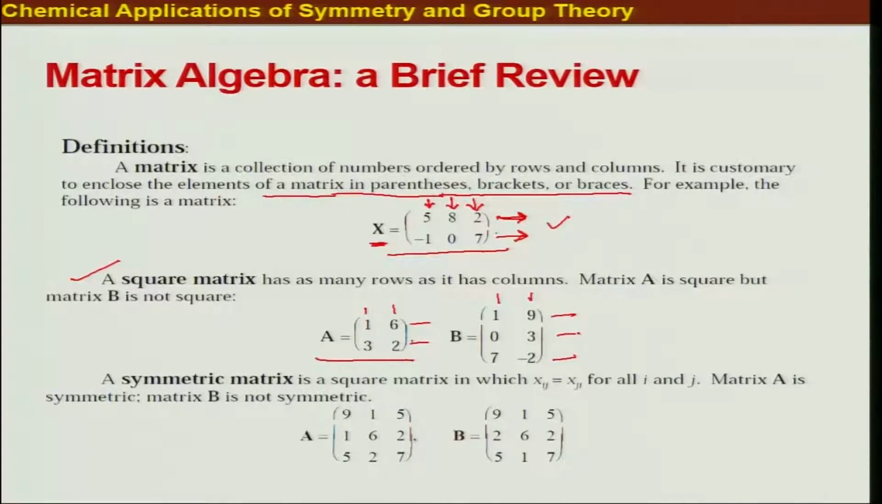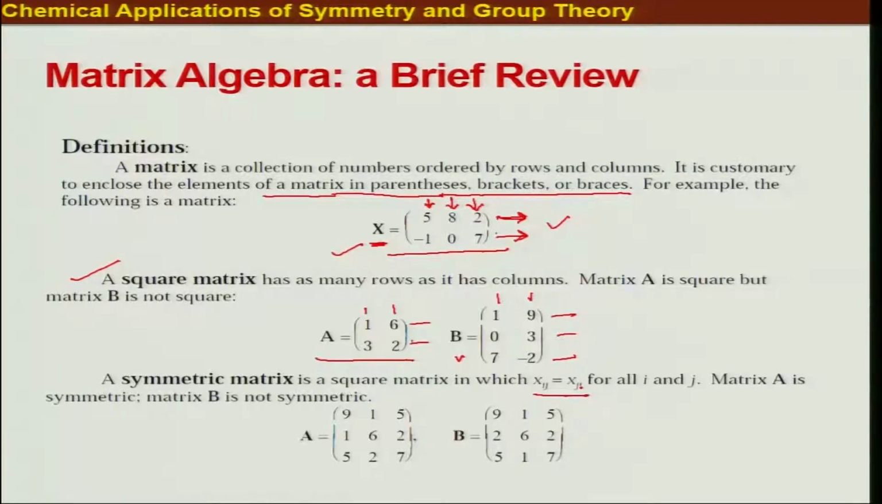So this B or this X here, they are not square matrices. Okay. Now, one more type of matrix that we can think about is a symmetric matrix. So a symmetric matrix is a square matrix in which xij equals xji.